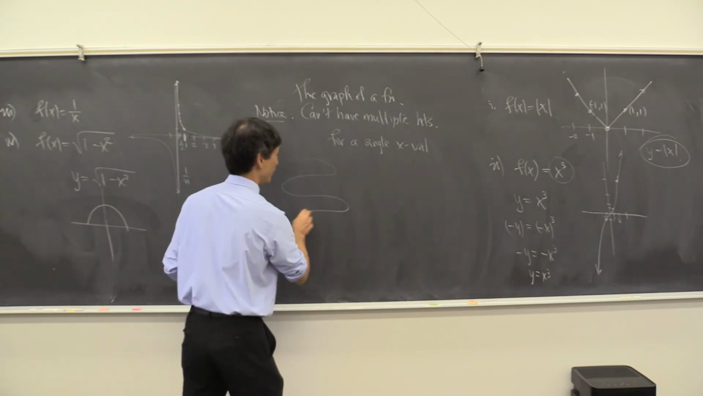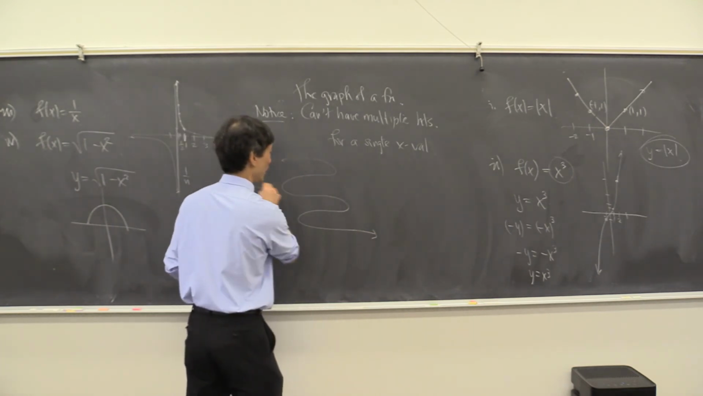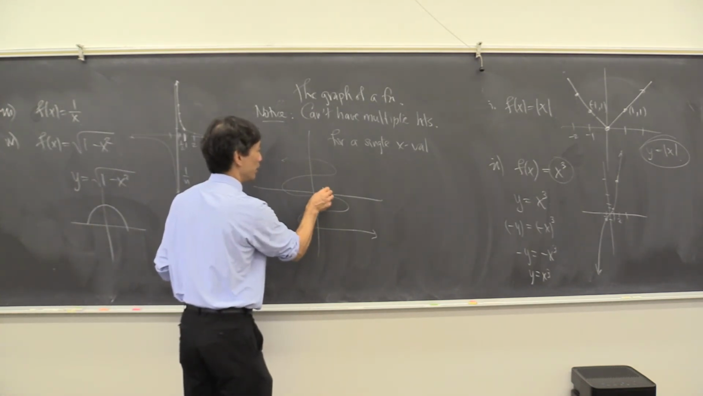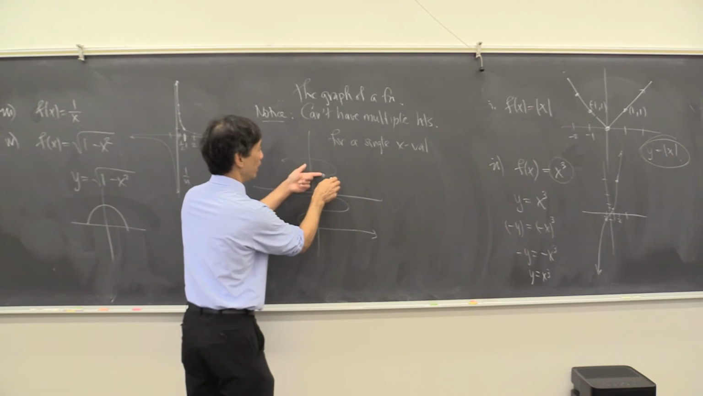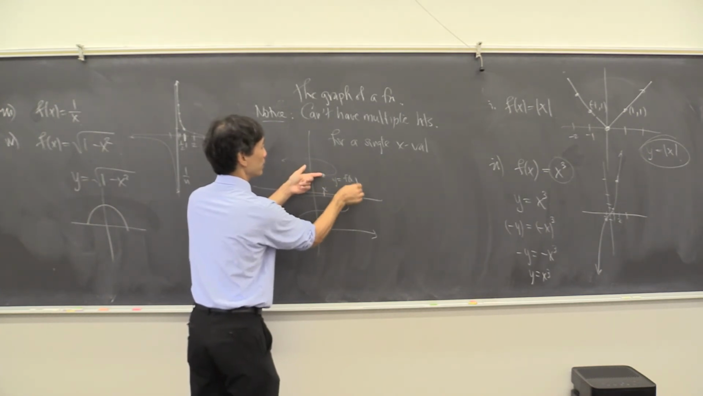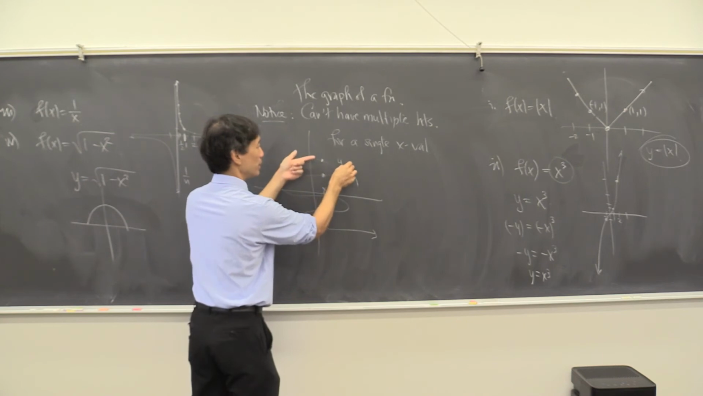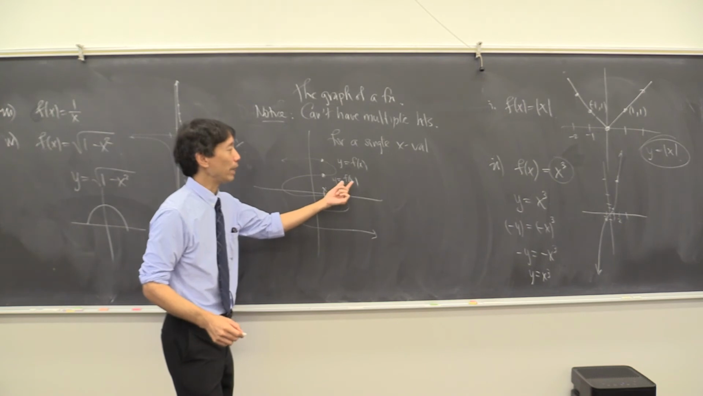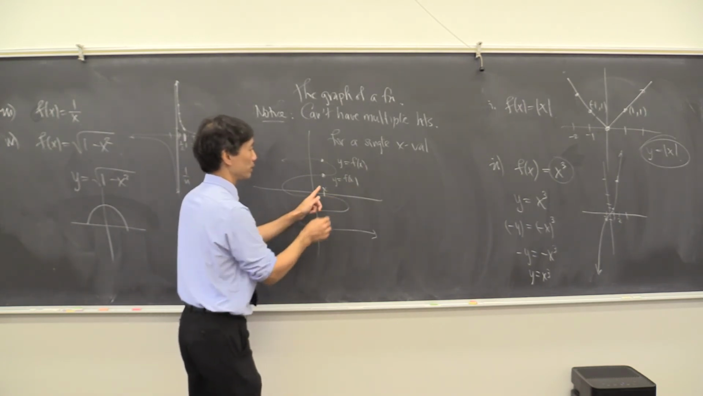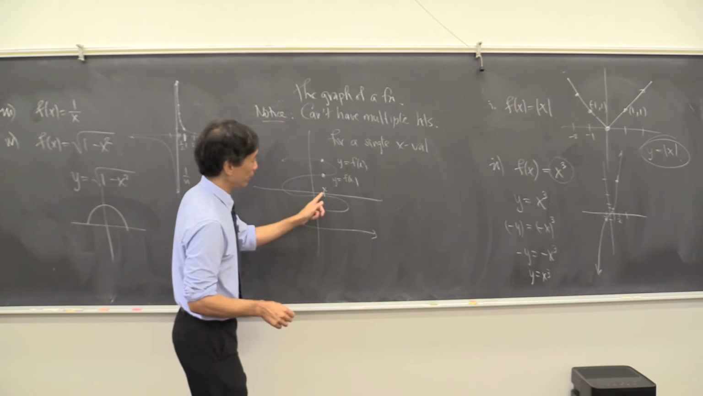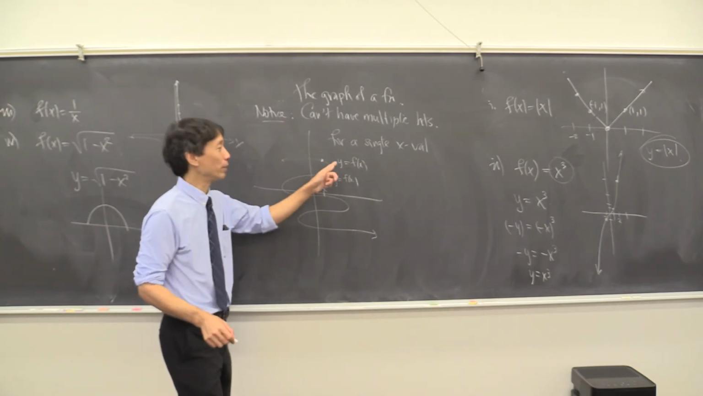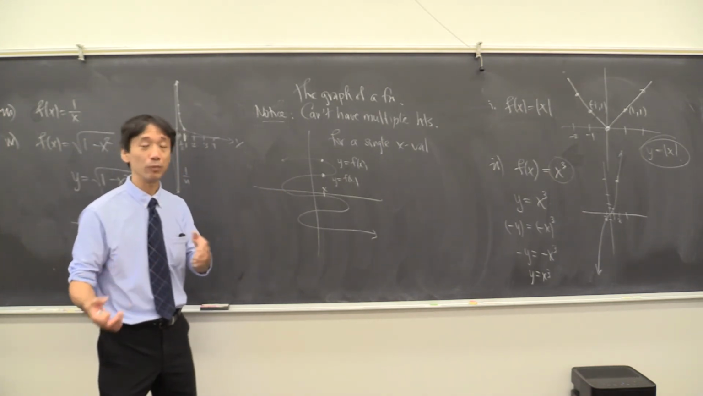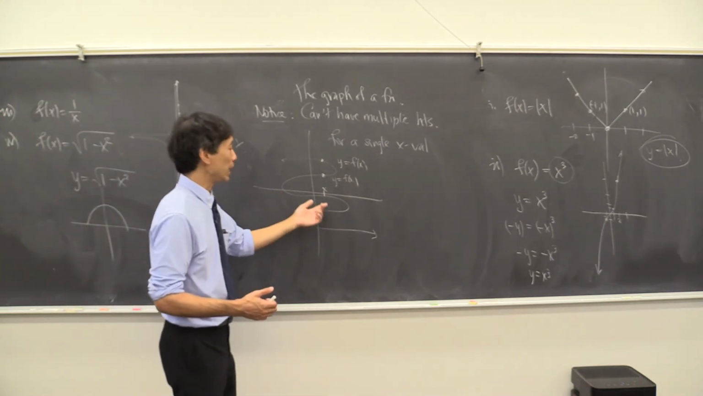So you couldn't have a graph of a function that looked like this, because what that would say is that this y is f of x, but this y, which is different, is also f of x. So you'd have some x, and there would be five different values of f of x. That's not a function. A function only associates one value with one input. So you can't have something like this.